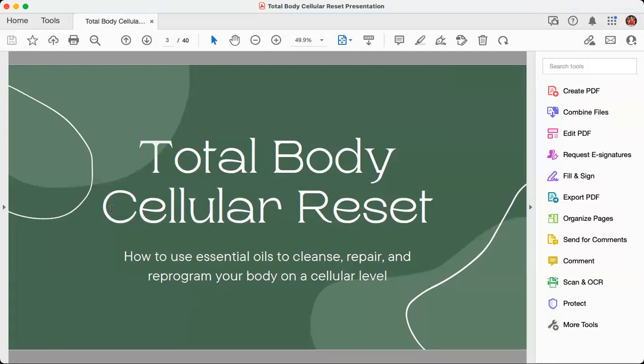Welcome to Total Body Cellular Reset. How to use essential oils to cleanse, repair, and reprogram your body on a cellular level.